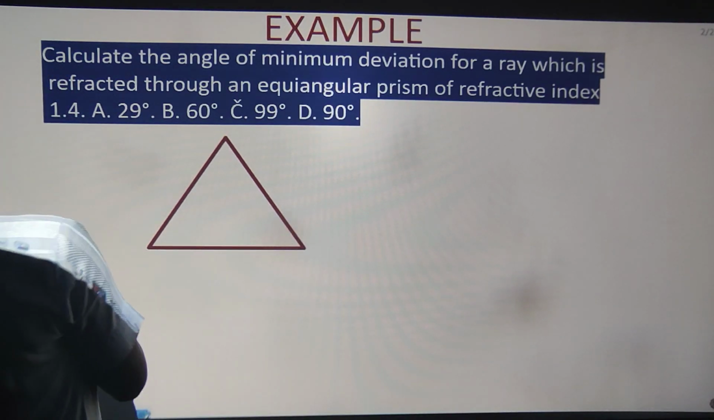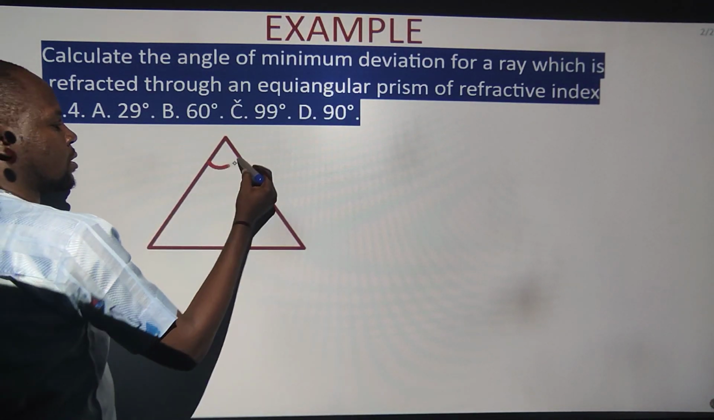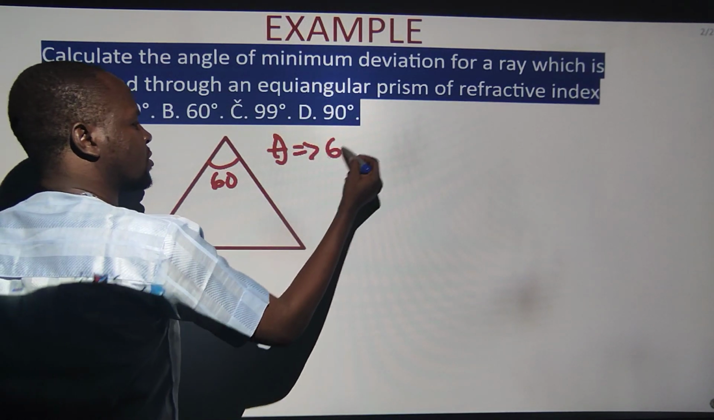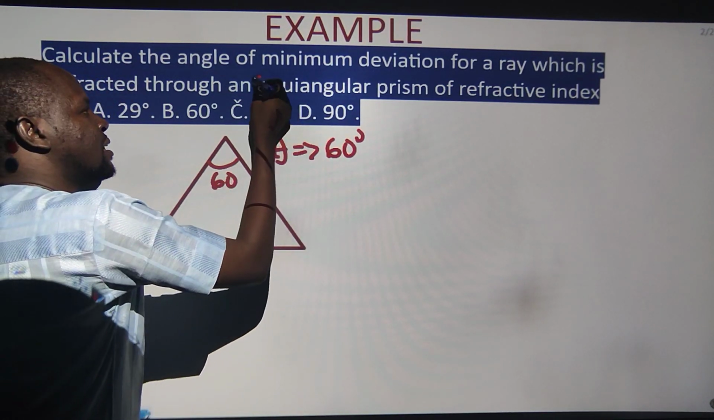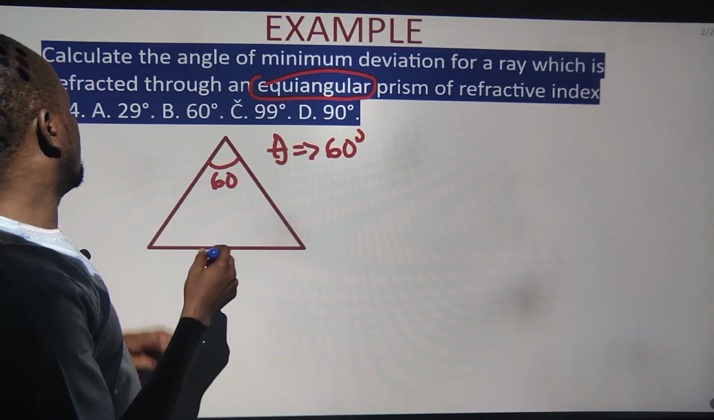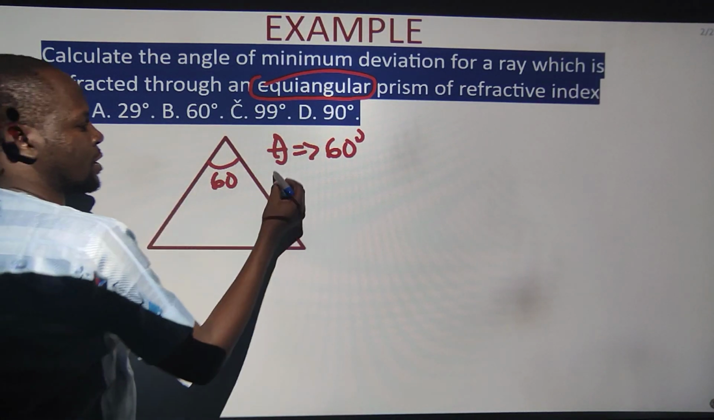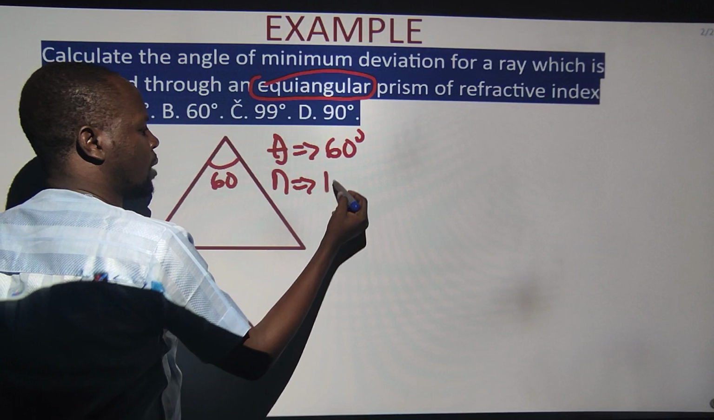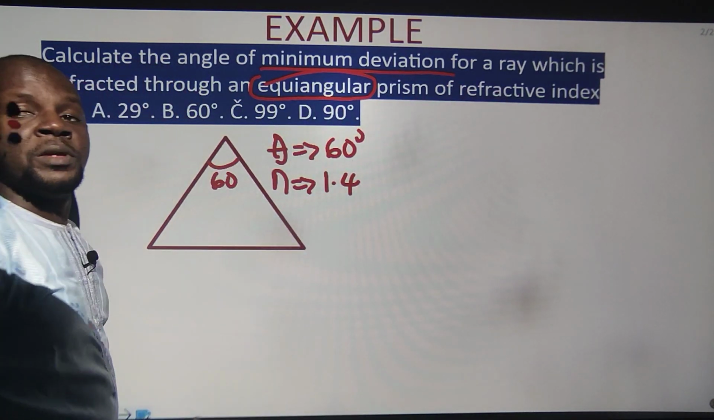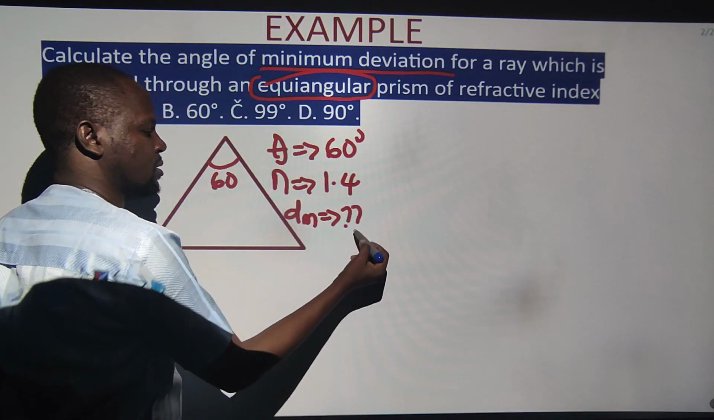And if you have something like this, what will be the angle? It is just the simple angle we've been talking about. So this will be 60. That means the angle of prism A is equal to 60, because everything is 60. It is an equiangular prism. Very important. With refractive index 1.4, that means our refractive index n is 1.4. We are looking for the value of the angle of minimum deviation, Dm, question mark.